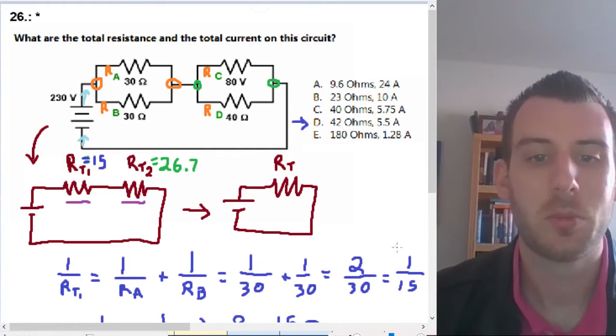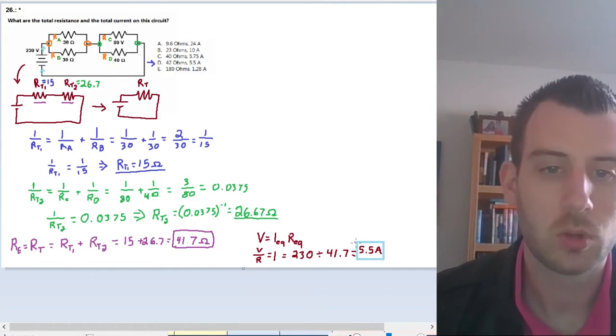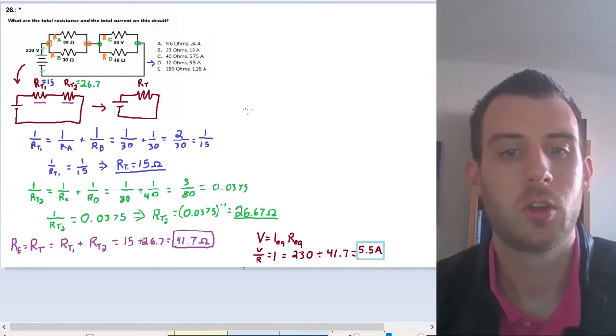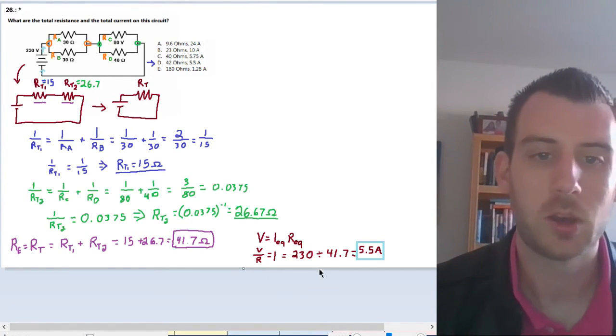All right, I hope that helps. Let me zoom out so you have the final capture. We were able to get that the total resistance was 41.7. Our total amperage was 5.5 amps. And that was able to get us to answer D. Box this up and call it good.